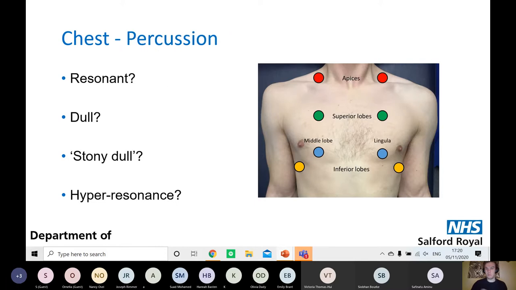And in our patient, going back to percussion, what we've got is dullness all through the right side of the chest, and on the left side of the chest, it's what you would probably call a normal level of resonance throughout that left side of the chest.